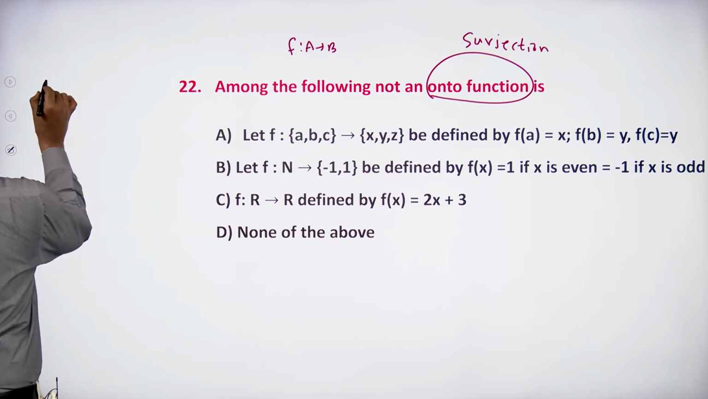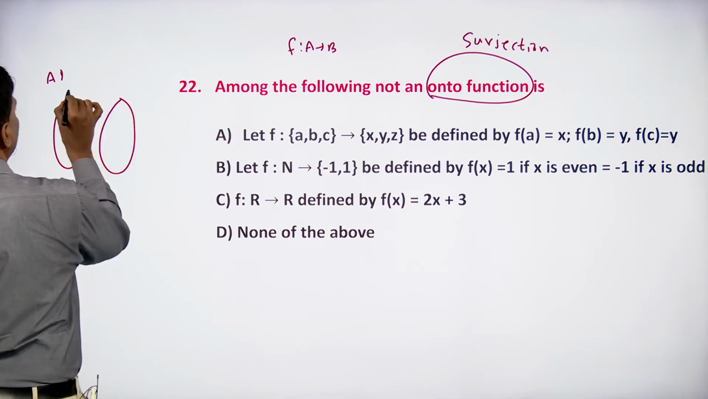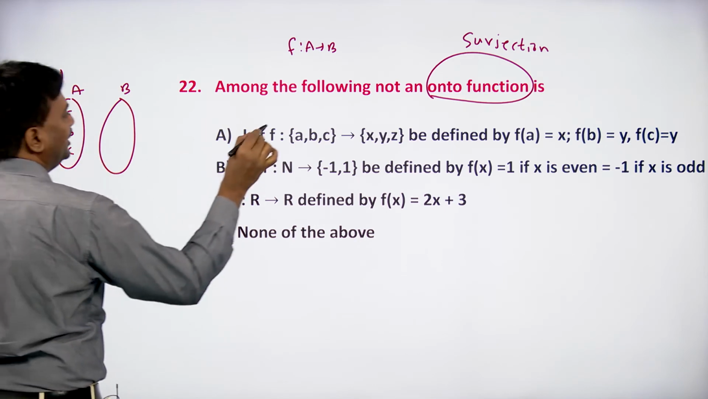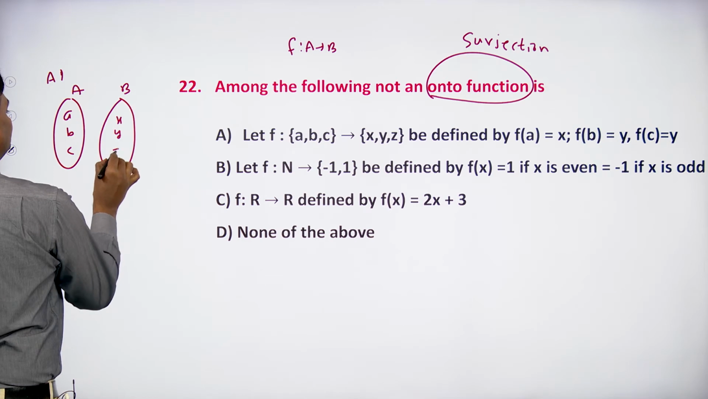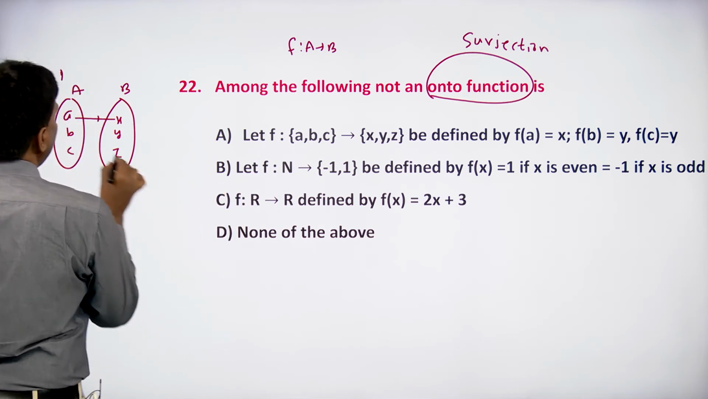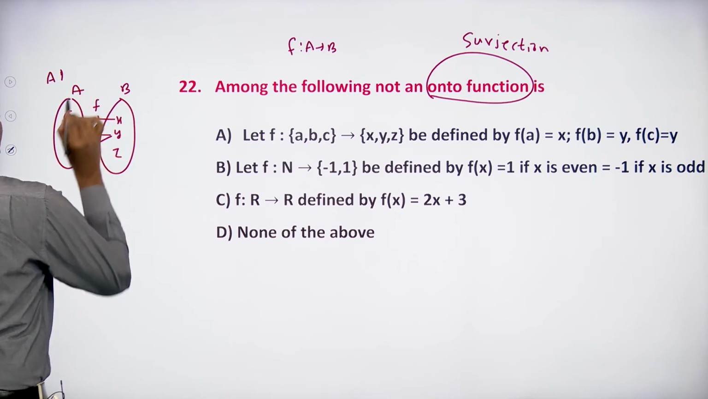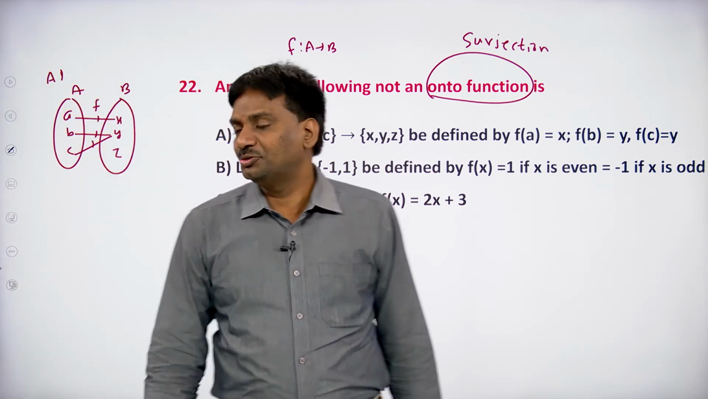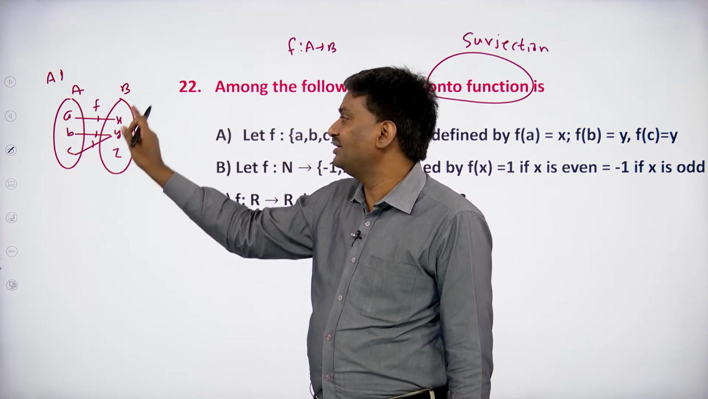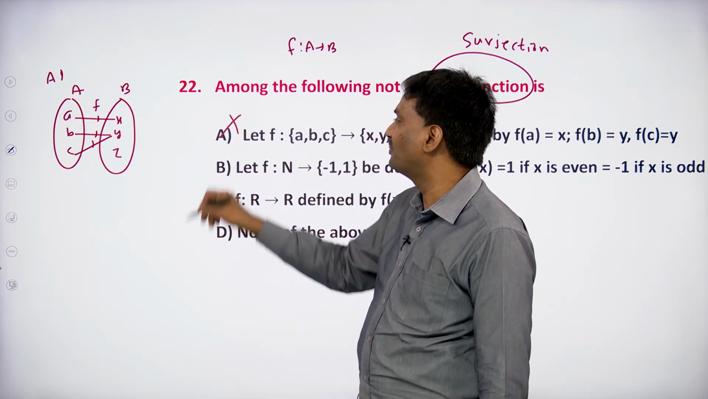Or if you take the diagram like this, here two sets are there. Suppose this is A and this is B. A contains the elements A, B, C, and B contains the elements X, Y, Z. Defined by f of A equal to X, so A to X; f of B equal to Y, so B to Y; f of C is also Y. So here f is a function from A to B. By observing this, the range equals X, Y only, but the codomain equals X, Y, Z. So range is not equal to codomain, so f is not onto. F is not onto, so we can eliminate option A.